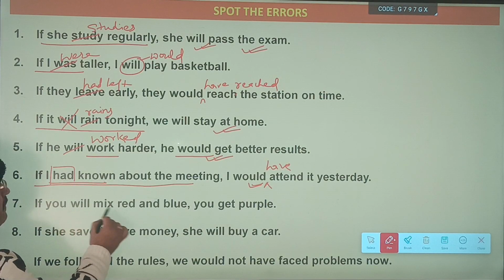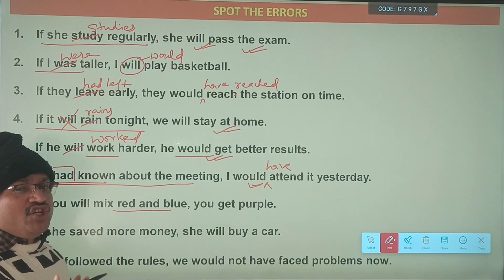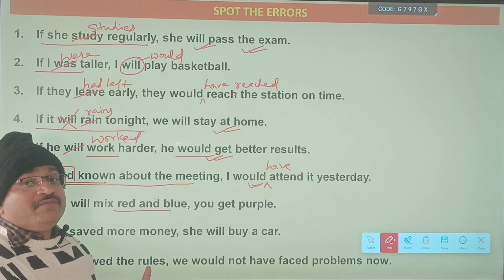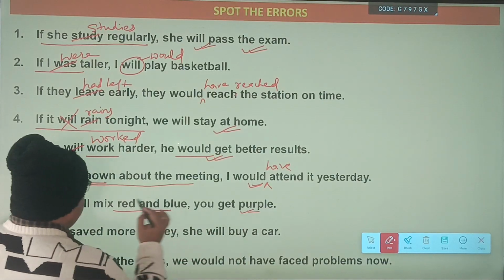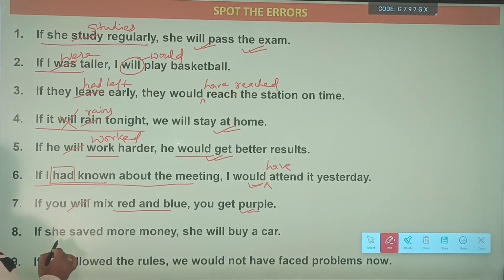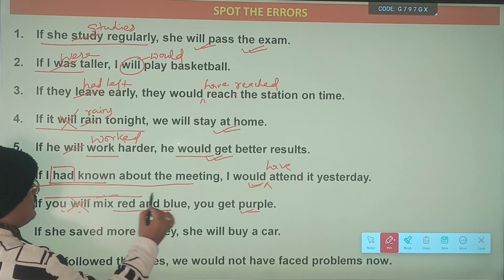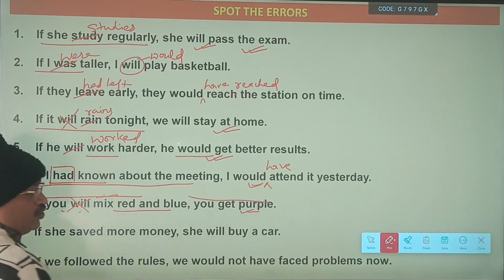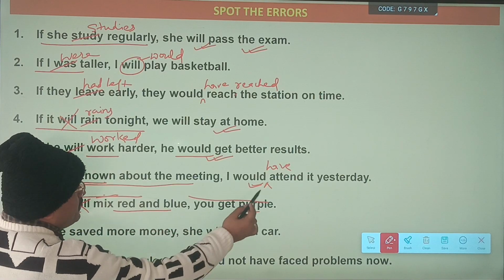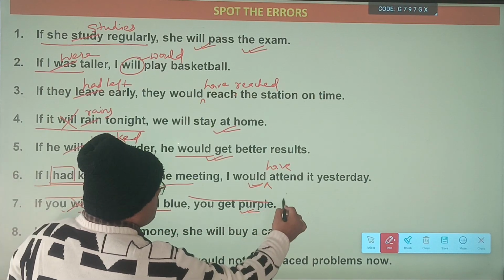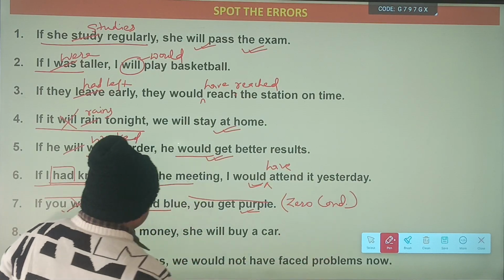If you will mix red and blue, you get purple. What kind is this? Zero conditional. It's a fact that if you mix red and blue, you get purple. So in zero conditional sentence, what? Simple present and simple present, both. Yes or no? So if you mix red and blue, you get purple. This is zero conditional sentence. Yes or no?